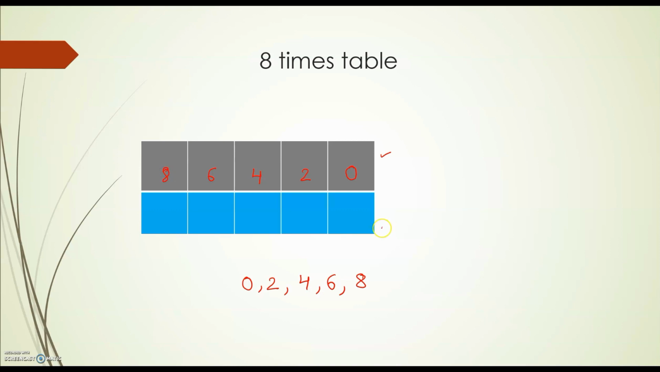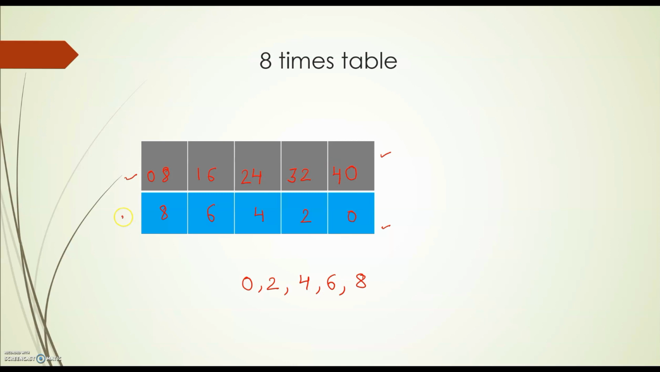And for the bottom boxes, we will follow the same pattern. So here 0, 2, 4, 6, and 8. Now for the tens digit, in the first row, we will write numbers from 0 to 4. So here 0, then 1, then 2, then 3, and here 4.